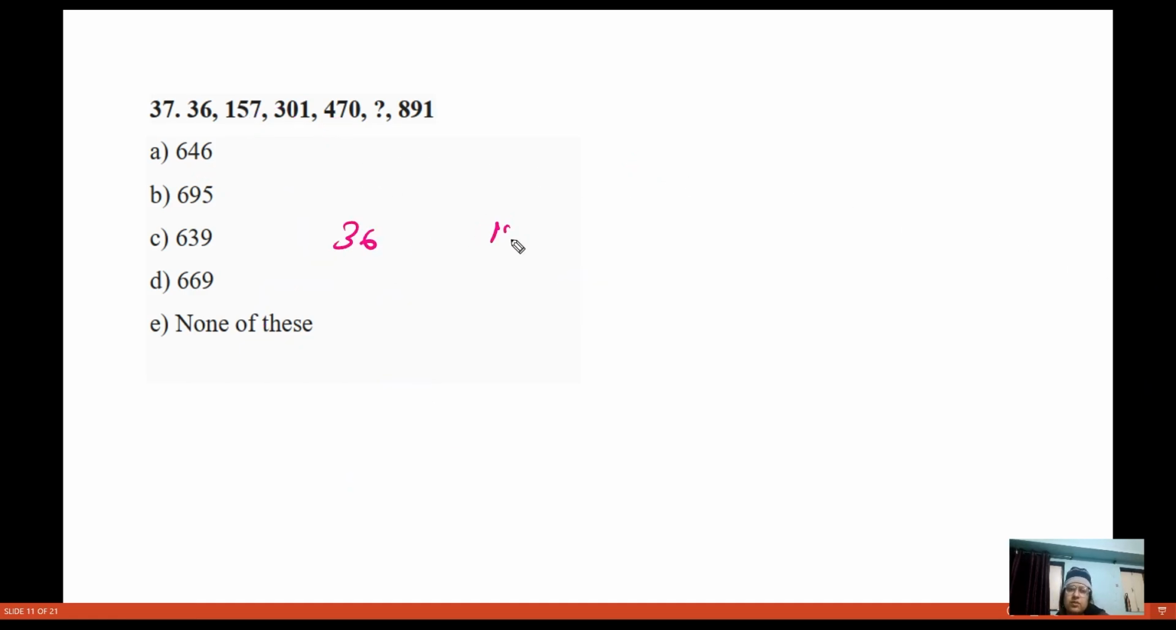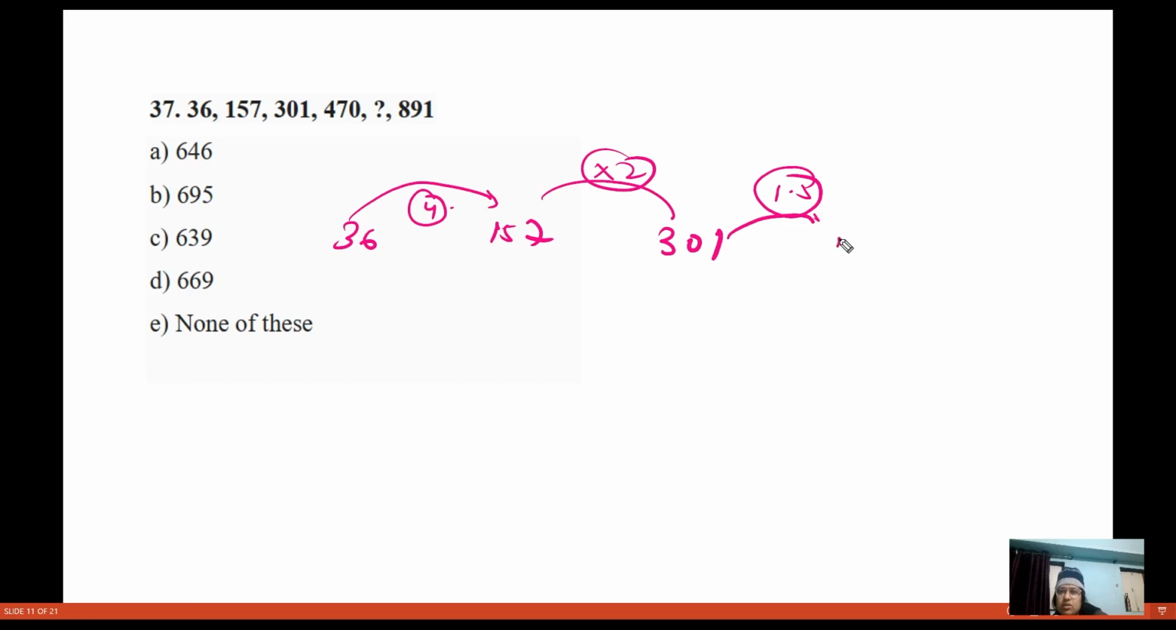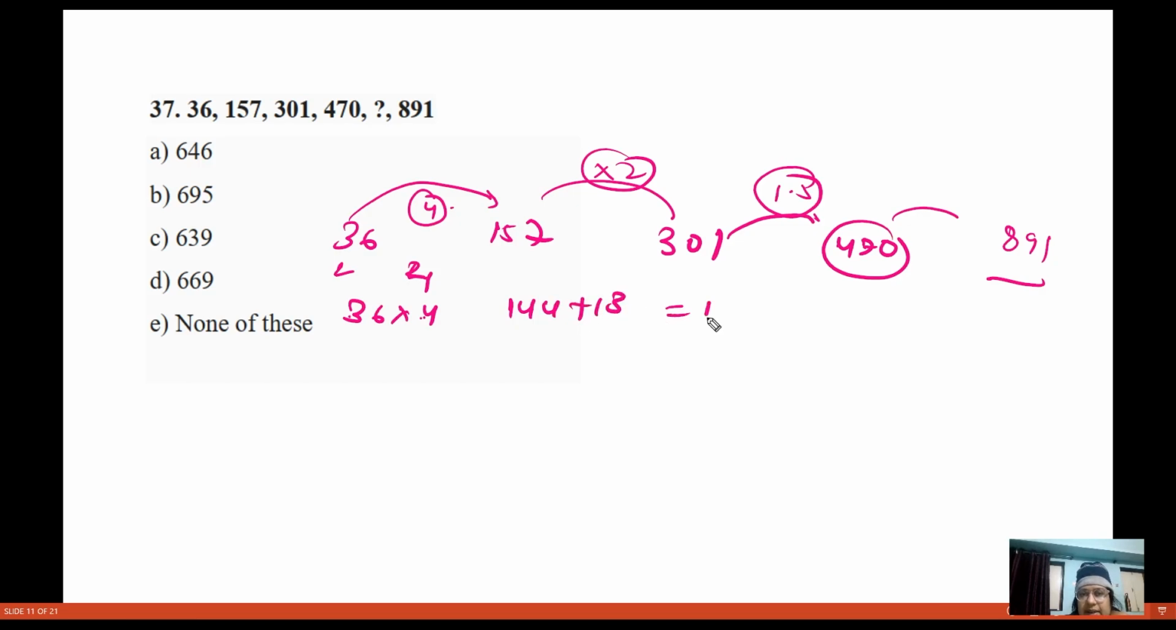Let us see what will be the logic here. Because this is almost becoming 4 point something times, and this is almost becoming twice, and this is almost becoming 1.5 times something. So that logic we are going to use here. Fine. So let us see, 36 into 4, 6 fours are 24. Okay, 6 fours are 24 we are getting. And this is 3 into 4 is 12, and 144. And 144 plus 13, I am getting 157.